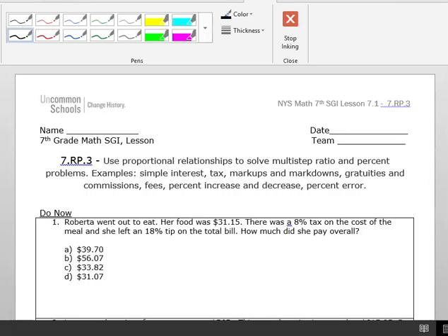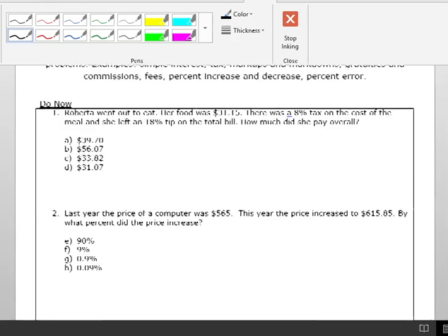Okay, guys, we are going to quickly go over your SGI do now and then head right into the mini lesson. So let's take a look at number 1.